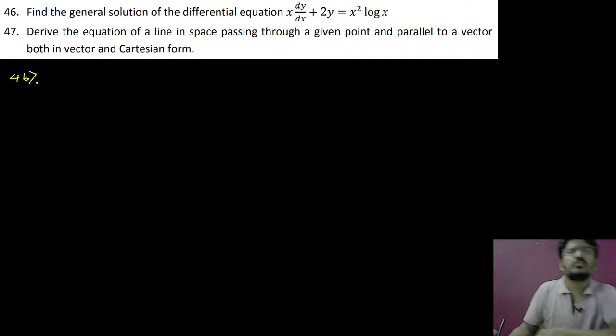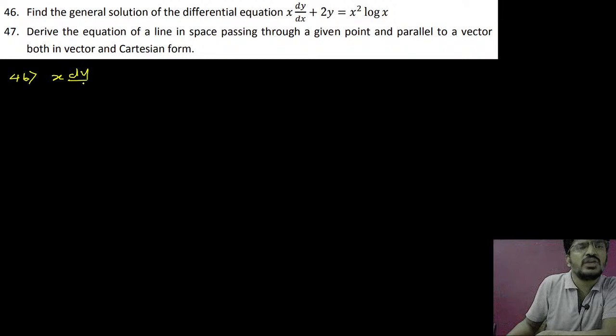Quickly we can go for problem number 46. That is, find the general solution of x dy by dx plus 2y equal to x square log x.